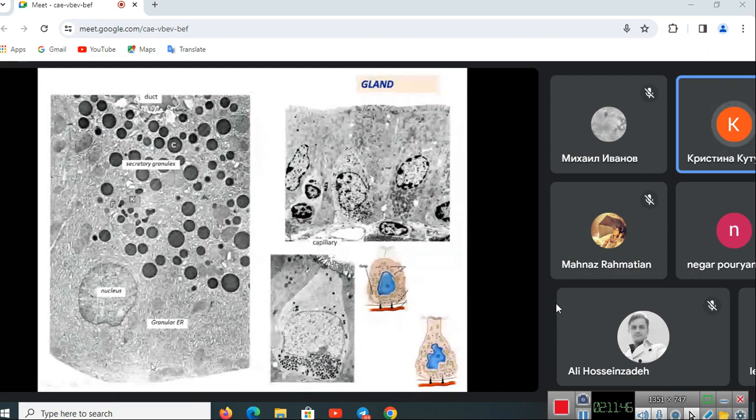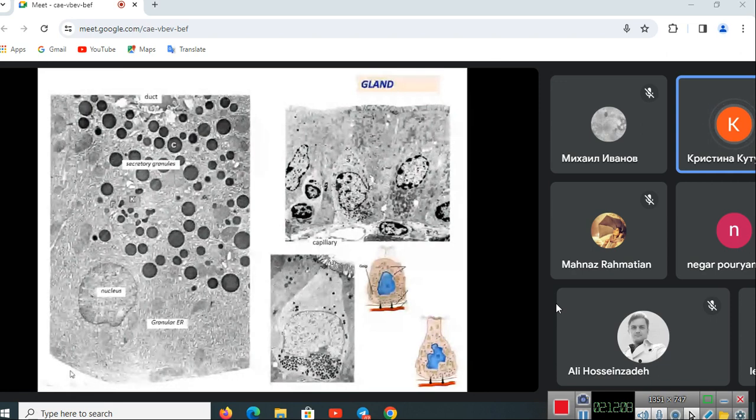So here in the picture on the left we have the exocrine cell because it has secretory granules, secretory vesicles in its apical surface. Why is it apical? Because below the nucleus we have a lot of granular rough endoplasmic reticulum, and here we have the basement membrane.